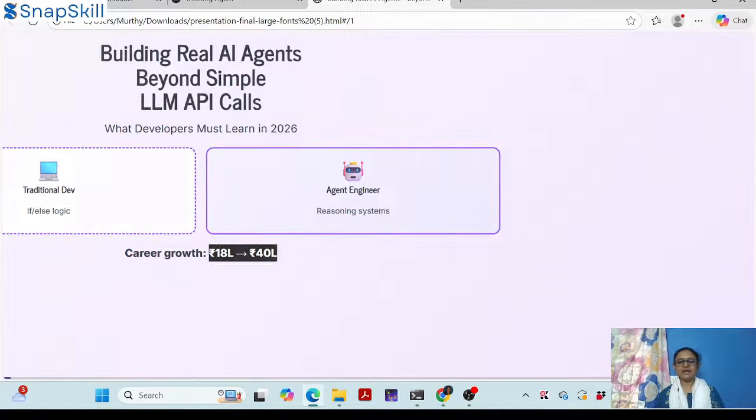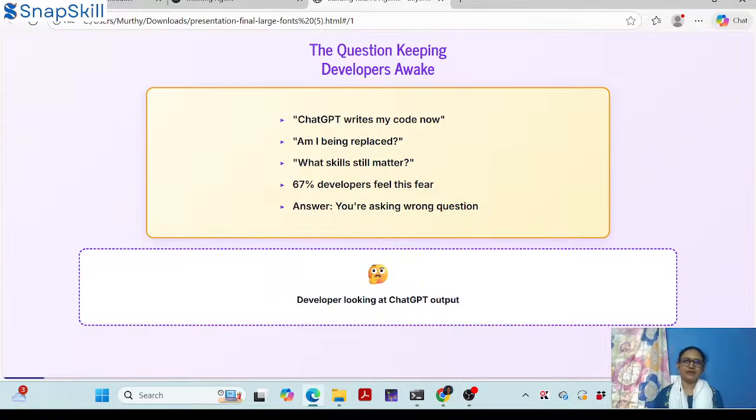Okay. So before starting this session, we have an elephant in our room. What is that elephant? ChatGPT writes my code now. Am I being replaced? What skills still matter? Okay, so all these questions are coming into your mind. Remember one thing, ChatGPT writes the code. Okay, before that, just think, ChatGPT, is it a system or is it a tool? What is it? I want to know it from you. Is it a tool or is it a system? Yes, it is a tool. It is not a system. So don't be afraid of ChatGPT.